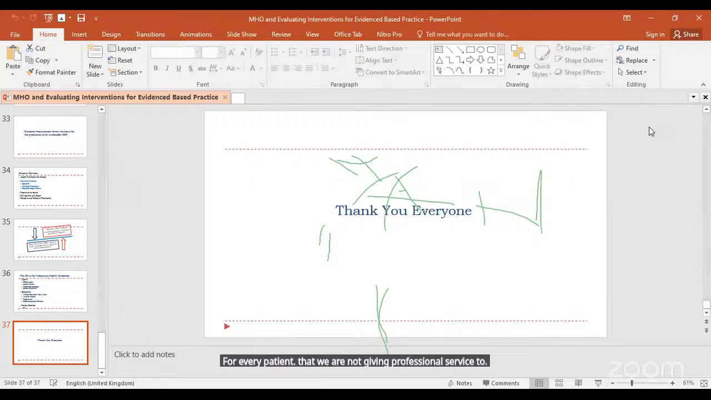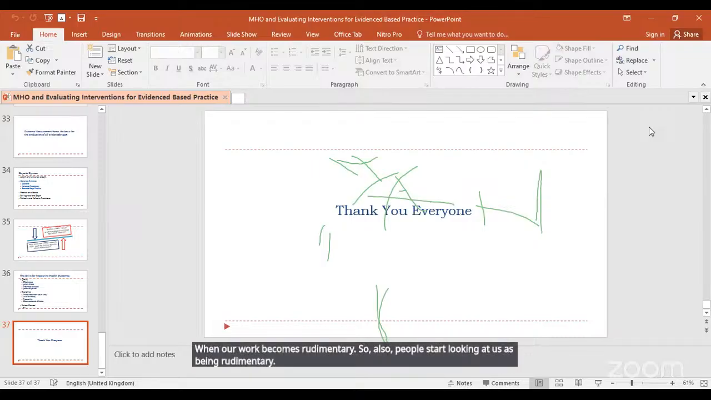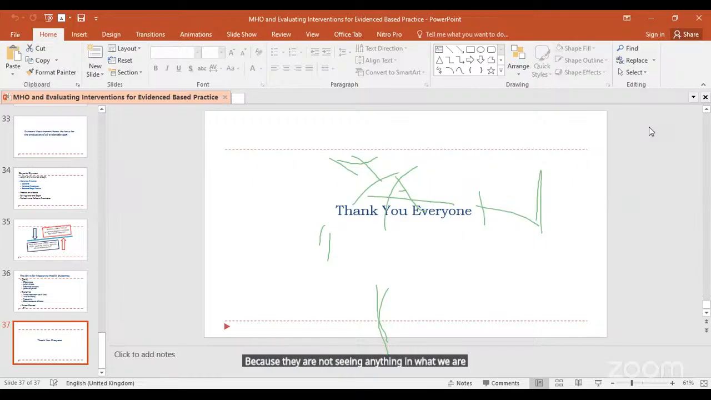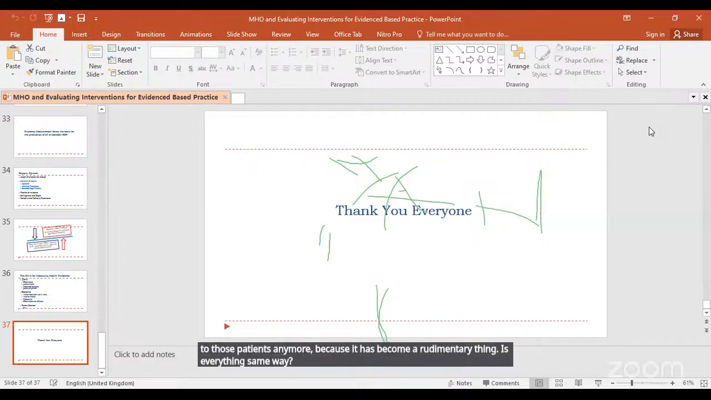we are giving room for non-professionals to look at our work as being nothing, because we are not applying professionalism to our work. When our work becomes rudimentary, so also people start looking at us as being rudimentary, because they are not seeing anything in what we are doing. They are not seeing anything in the offers we are giving to those patients anymore because it has become a rudimentary thing. It's everything the same way, same thing, same day, in and out.